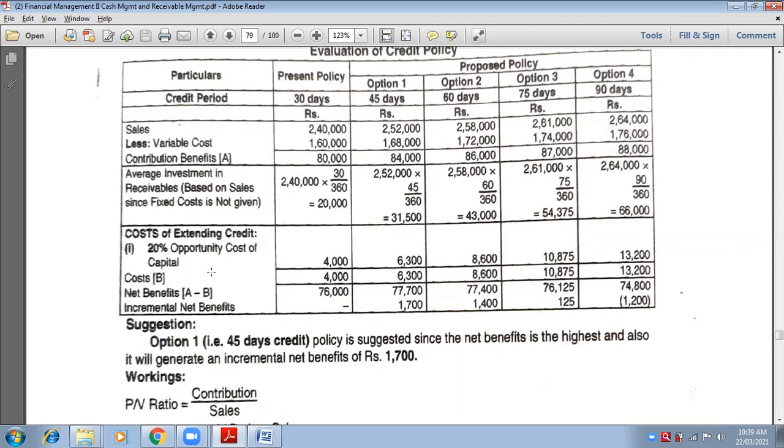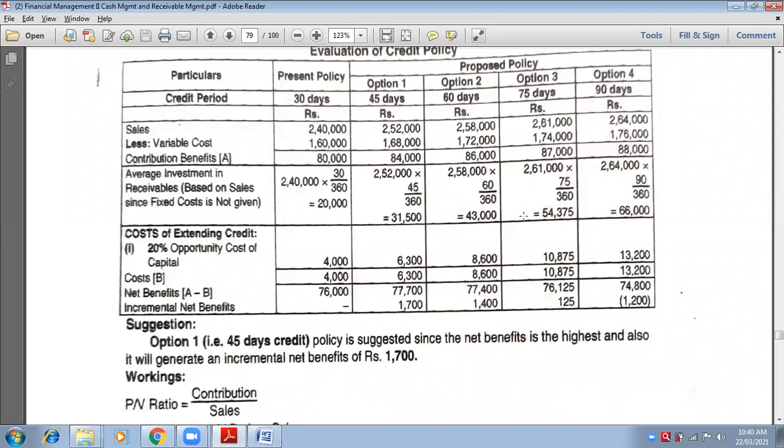Now next, option number 1. What was average investment in debtors? 31,500 into 20 percentage. Come on, quickly. It is 6,300. Next. Average investment is how much? 43,000 into 20% is how much? Do it on the calculator. 20% is common. 8,600. Next.